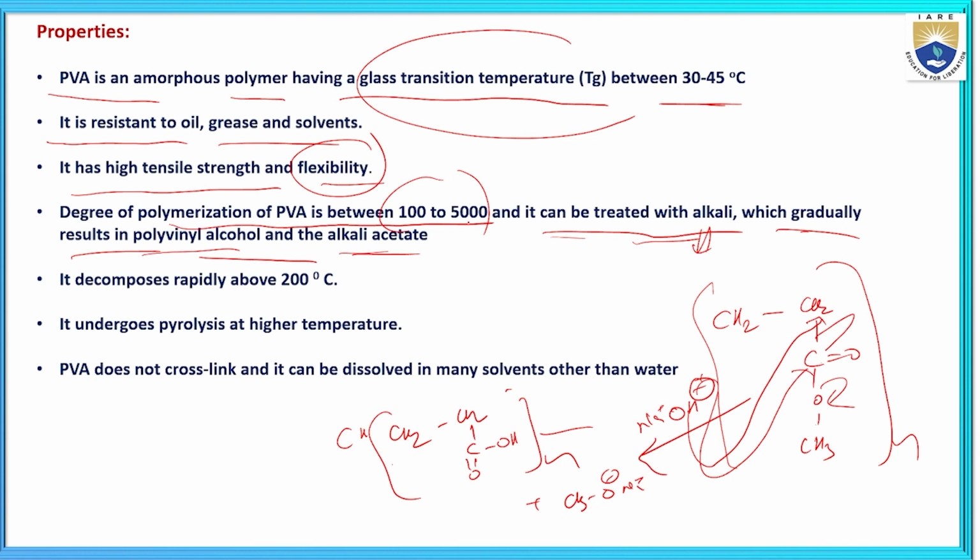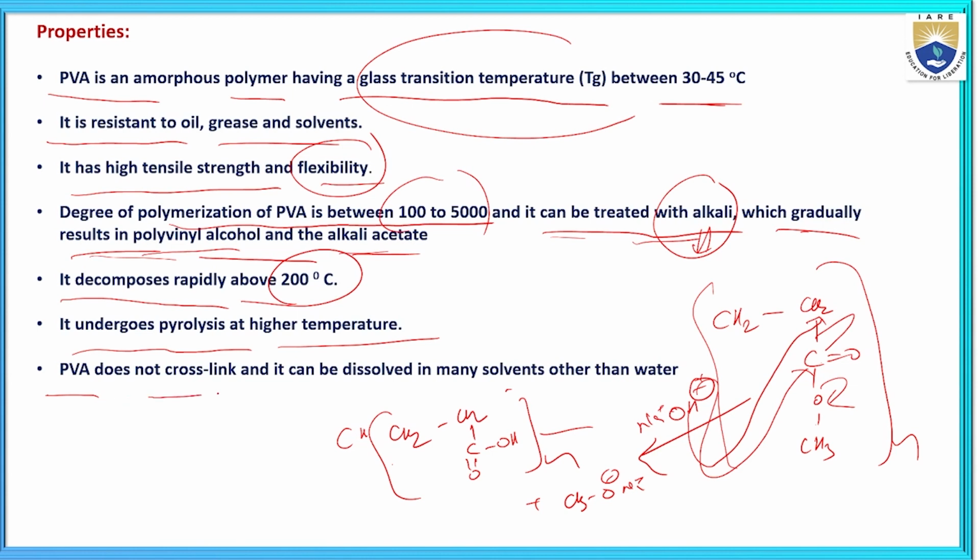The degree of polymerization of polyvinyl acetate is 100 to 5000, and it can be treated with alkali. In the presence of alkali, polyvinyl acetate gradually results in polyvinyl alcohol and the alkali acetate. It decomposes rapidly above 200 degree centigrade. Above 200 degree centigrade, polyvinyl acetate will undergo degradation or decomposition. It undergoes pyrolysis at higher temperature.